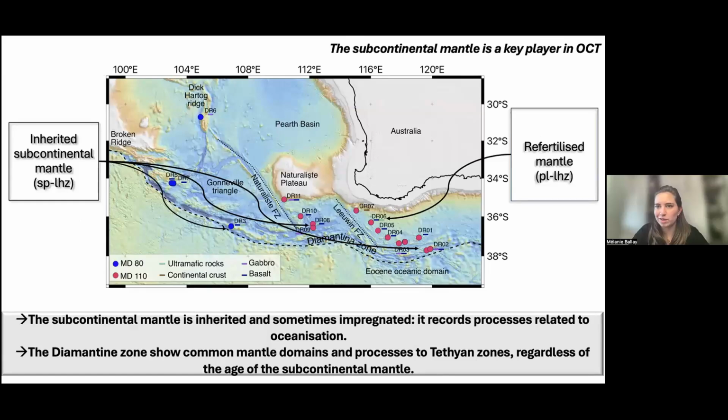And so that's the end of my presentation with some highlights. I tried to show you that yes, the subcontinental mantle is here inherited and sometimes impregnated, which really records the first stages of oceanization. And the Diamantina zone shows common mantle domains and processes to Tethyan zones, regardless of the inheritance. Thank you.